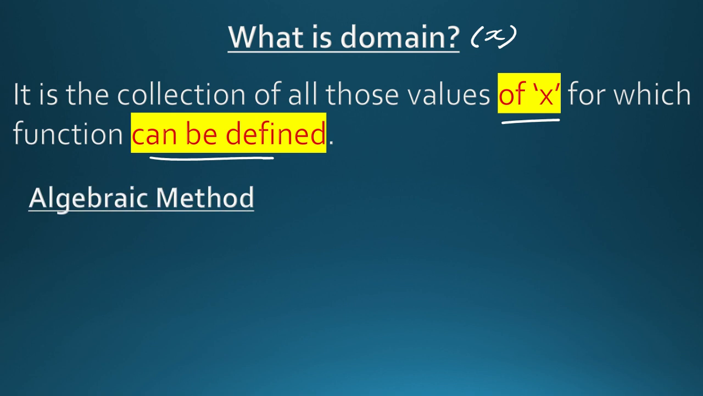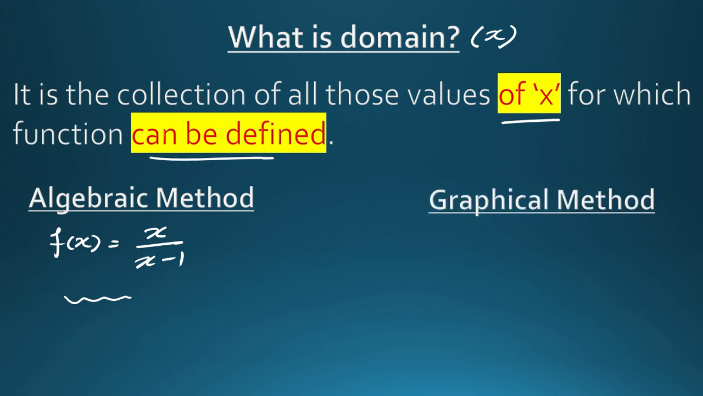Okay, now we will see two methods to find the domain. First will be the algebraic method. Algebraic method means where a function will be given to you. For example, suppose we have x upon x minus 1, something like this function will be given to you, and depending on certain conditions and definitions we will see how to find the domain. This we'll see in detail.